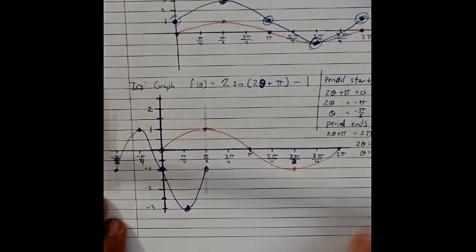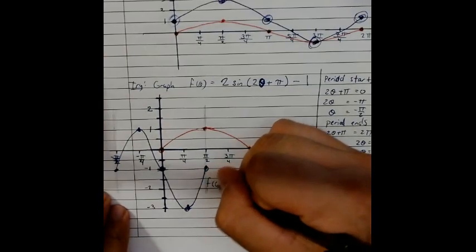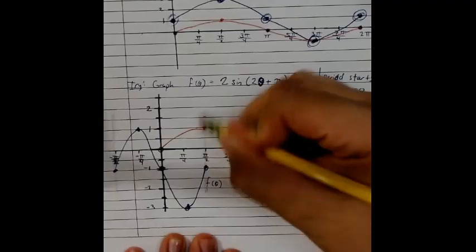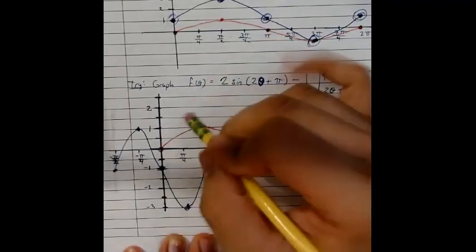And that's our graph. So this right here is f of theta. Here I can go ahead and erase that line. Those lines aren't part of my graph. They were just there to help me keep track of where the period should begin and end.